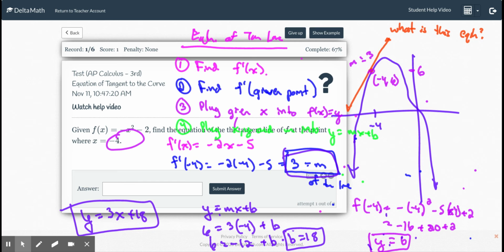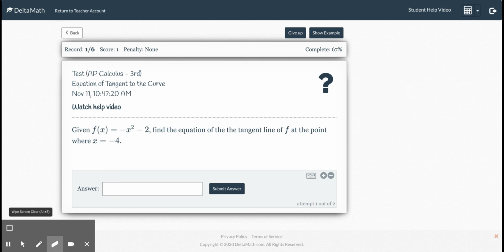All right, let's look at the next one. Let me clear all this junk off. So again, this is a very important thing that you're going to be asked to do throughout the year, and with functions that are more difficult than these. All the derivatives we've done so far are very easy derivatives. We're going to keep doing harder and harder derivatives as we progress. All right, so equation of a tangent line. Our first step is to find f prime of x.